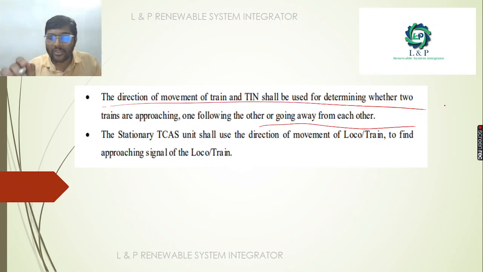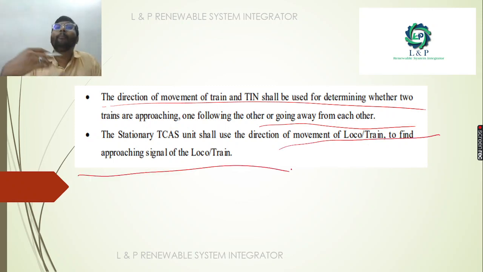So those things we can also identify with the help of the direction of movement of a train. Also, the stationary train collision avoidance system shall use the direction of movement of the loco to find the approaching signals of the loco train. So with the help of this, the station's train collision avoidance unit will use the direction of movement of the loco train.